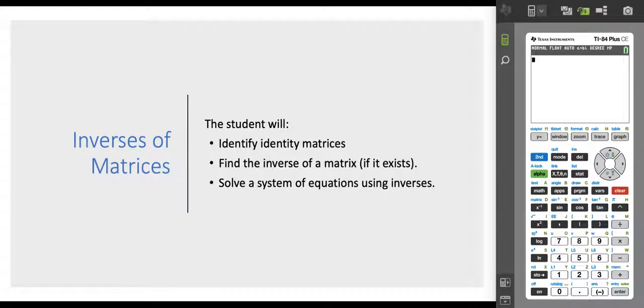Hi, everybody. We're talking about the inverses of matrices in this screencast. Specifically, what I want you to learn is how to identify an identity matrix. I also want you to be able to find the inverse of a matrix. We're going to do it by hand, and I'm going to show you how to do it on your calculator. So have your calculator handy so that you can follow the steps with me. And then lastly, we're going to solve a system of equations using inverses. Okay, so let's get started.